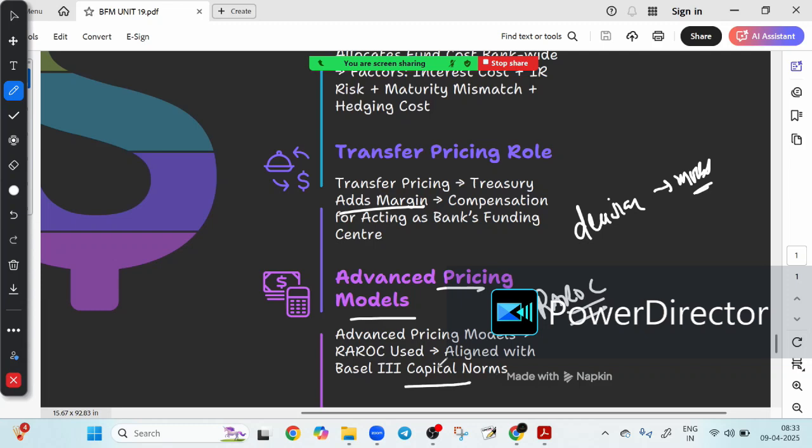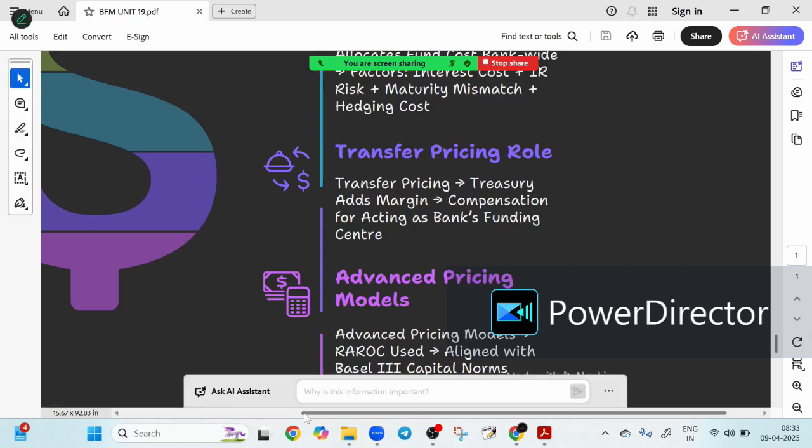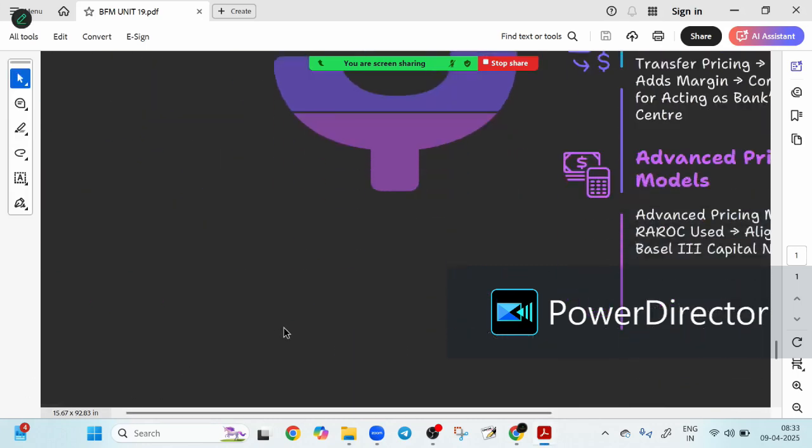So friends, from crafting products to pricing risk, from serving corporates to driving internal efficiency, the Treasury function is far more than just a support role. It's a strategic powerhouse that holds the bank's financial structure together. So you can understand how important the Treasury is.